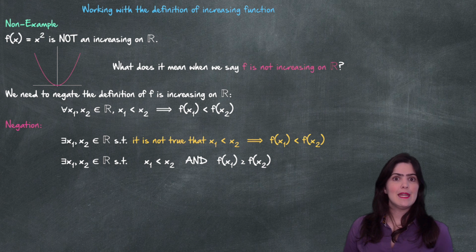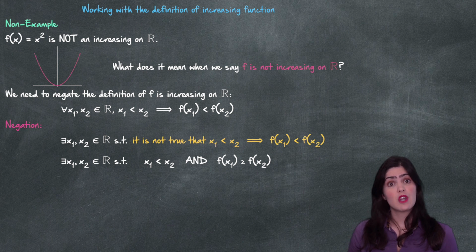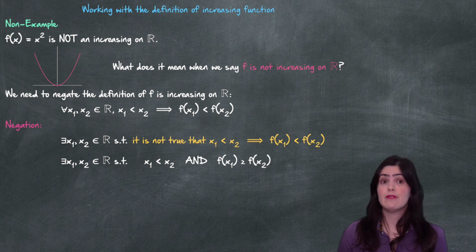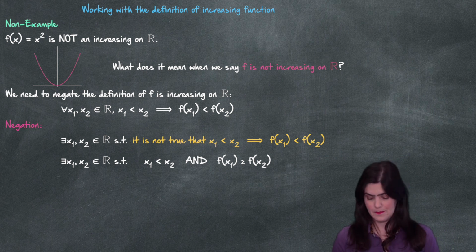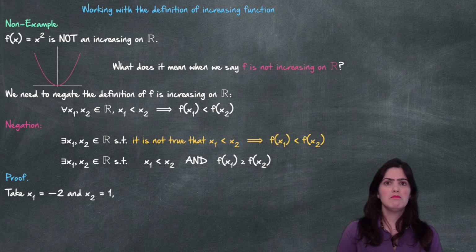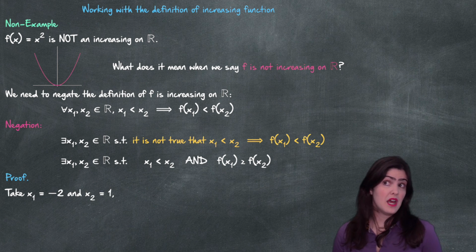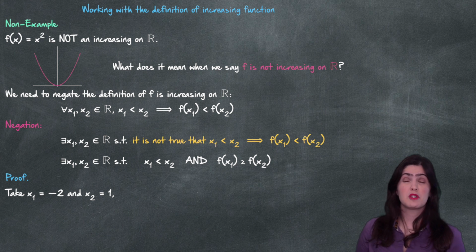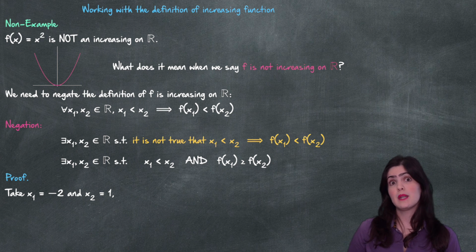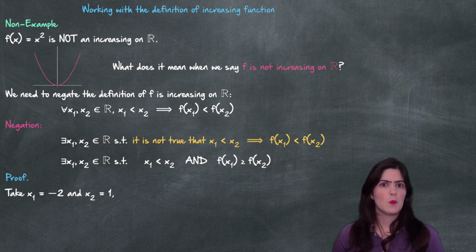So now that we have the negation, we just need to check that indeed the function f of x equals x squared satisfies this. So okay, let's see. We need to prove something with an existential quantifier. So remember, giving an example is enough. So in my case, I want to take x1 equals -2 and x2 equals 1.